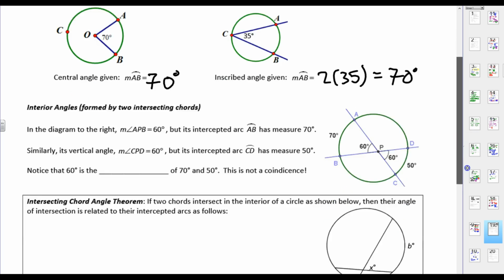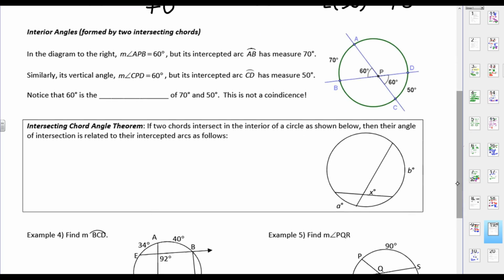So when we're looking at intersecting angles formed by two intersecting chords, these two angles will be equal, right, because they're vertical angles, but their intercepted arcs are not the same. Notice that 60 degrees is actually the average of 70 and 50 degrees. This is not a coincidence.